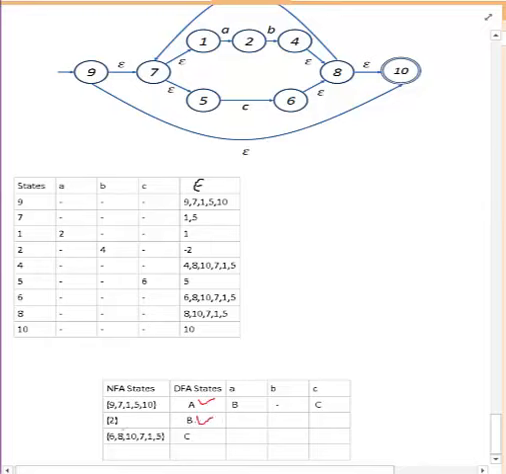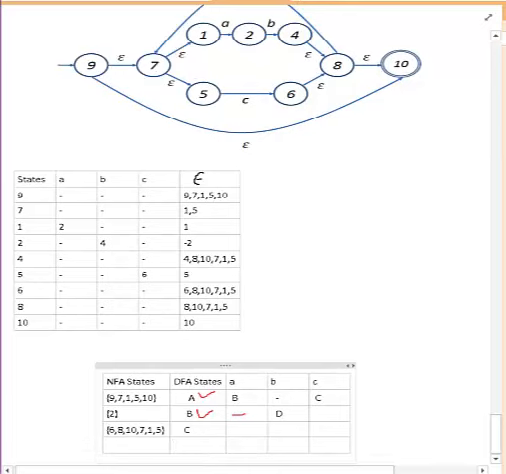B is only the state 2, where I can go from A, B and C. So if I see here in the transition table, on A I'm going nowhere, so here I will have a dash, and on B we go to the 4. But 4 has an epsilon transition also, so on 2, taking B, it not only goes to the 4, but it can go to the 8, 10. From the 8 it goes to the 7 and 5. So that's going to be my new state. Here I go to a different set of states, and let me call that state D.